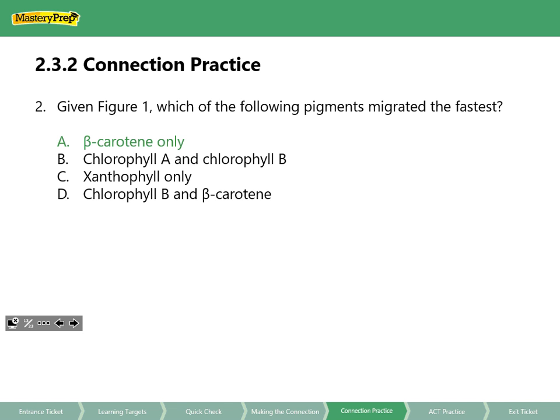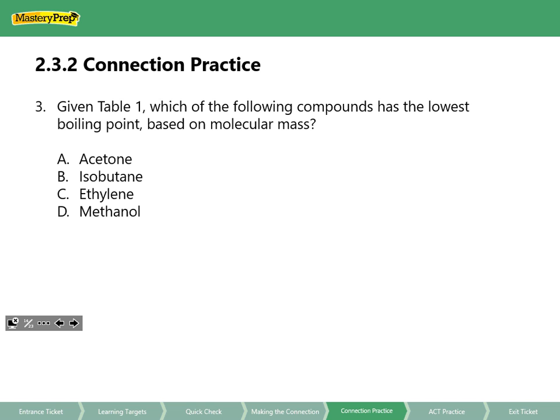Questions? Now, that one there is kind of the connection because we needed to make the connection between the fact that the RF value does increase faster, so we would have it there. So they gave us the table. Given table 1, which of the following compounds has the lowest boiling point based on molecular mass?